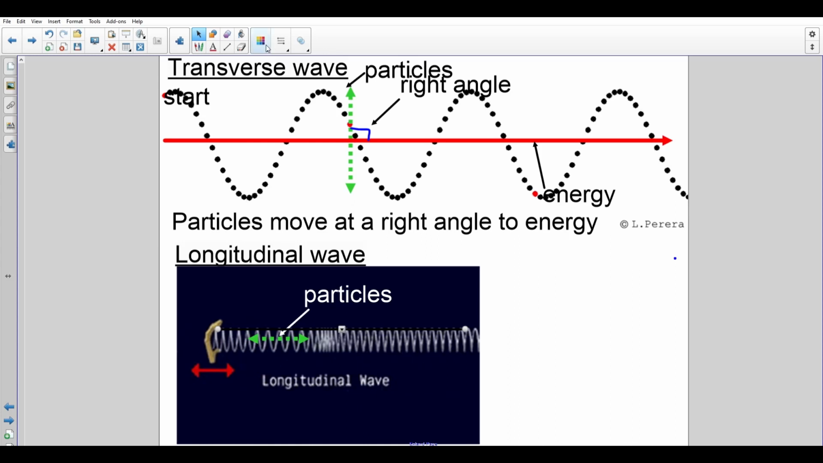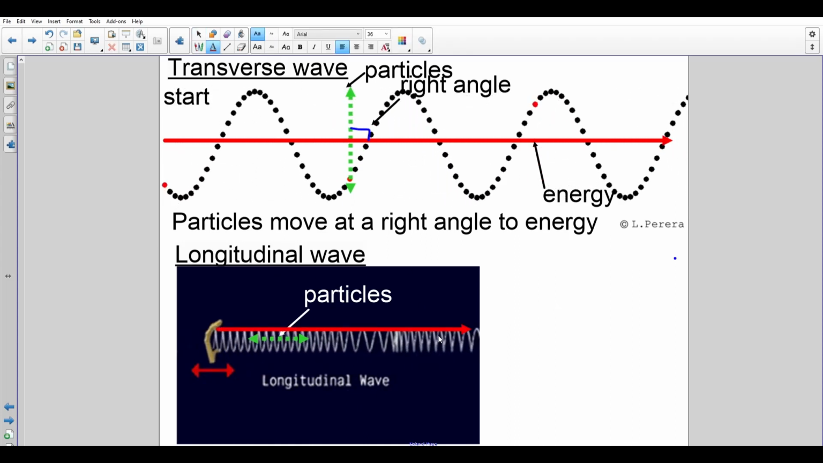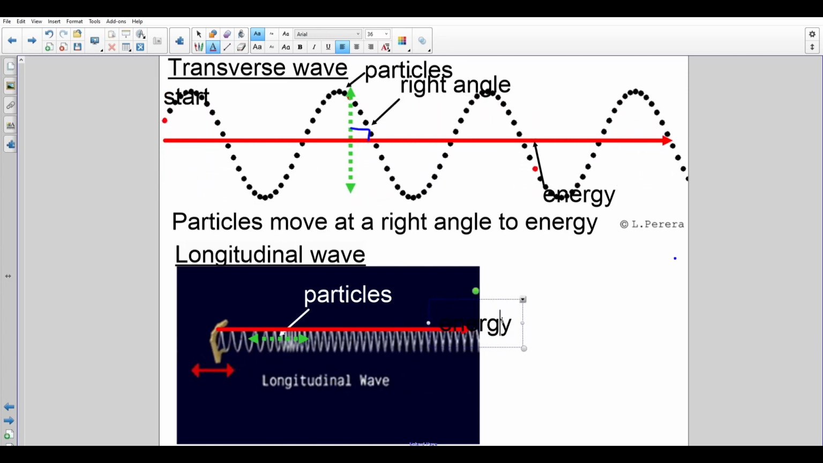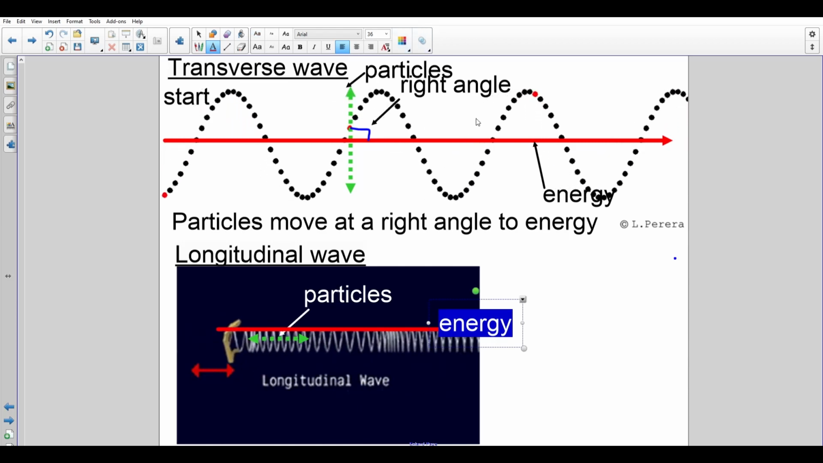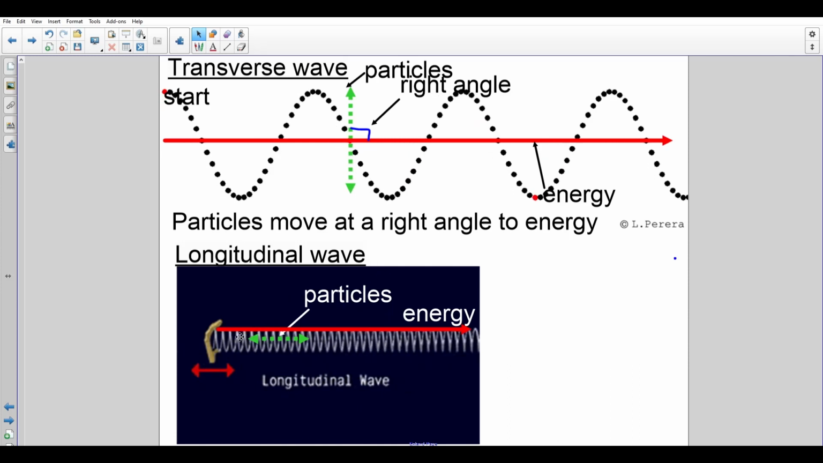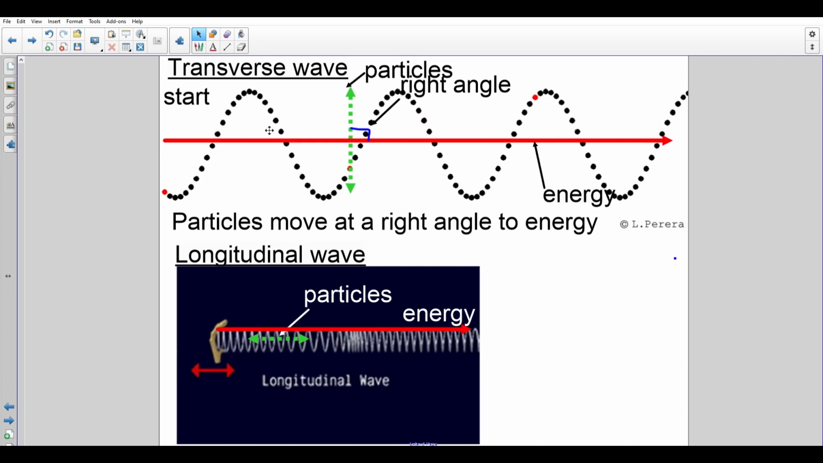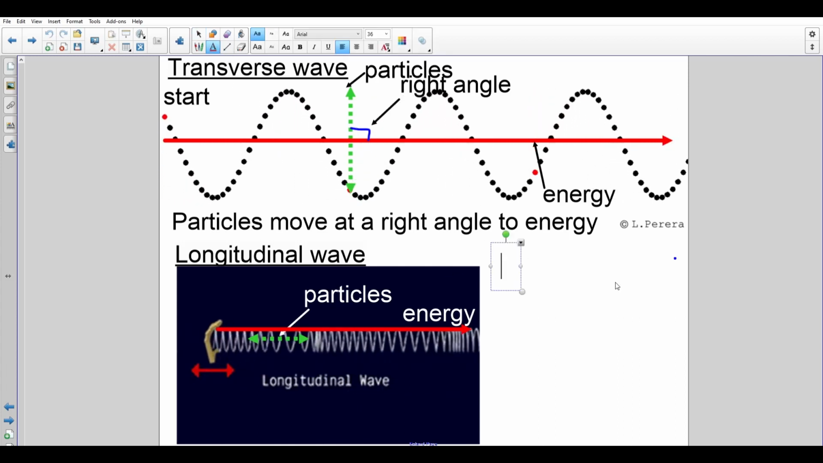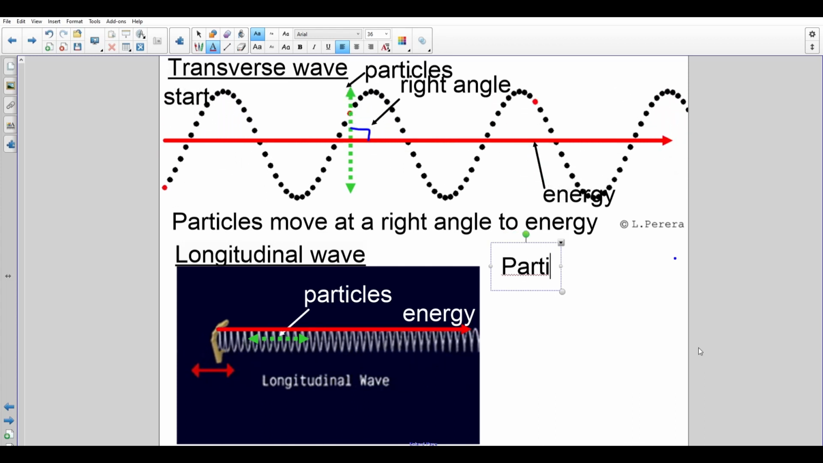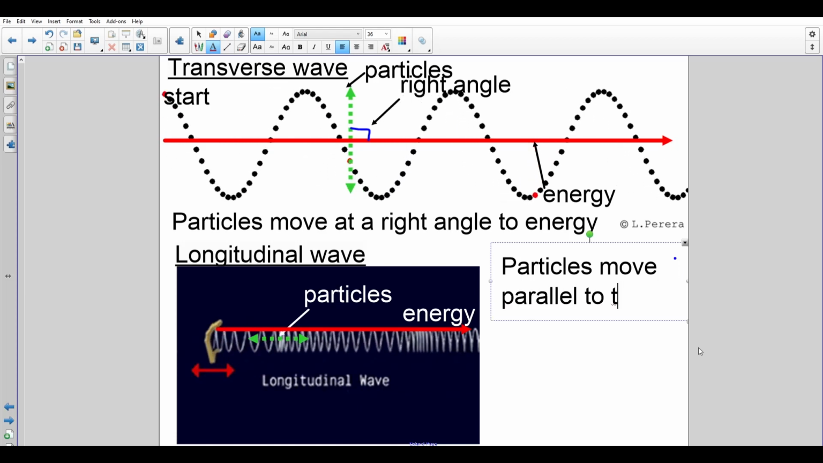So the energy is moving across like this. So that is the energy. Change that colour again. Now, again, we've got to compare these two lines. So we've got the energy going across and the particles moving like this. They're not right angles anymore, they're both going the same way. And if you have two lines going the same way, you say they are parallel. So the particles move parallel to the energy.